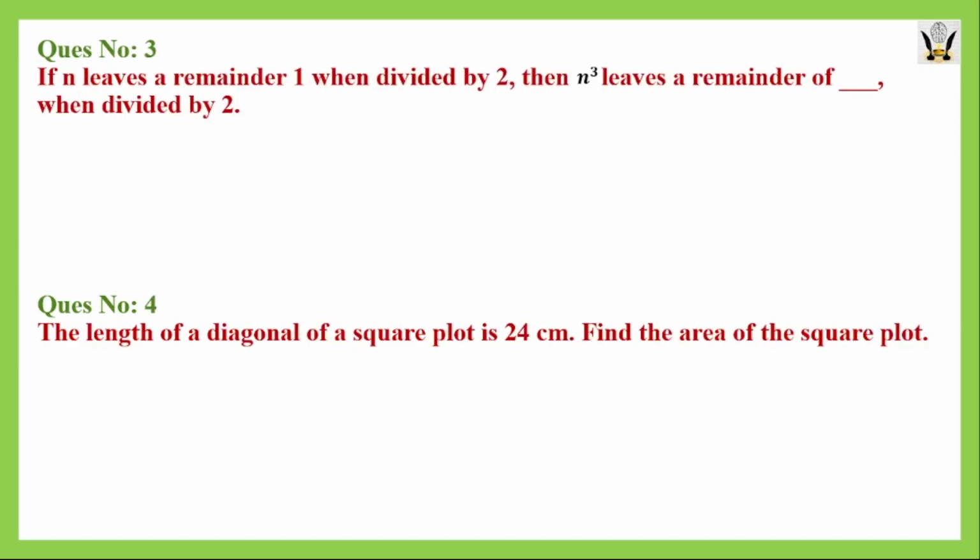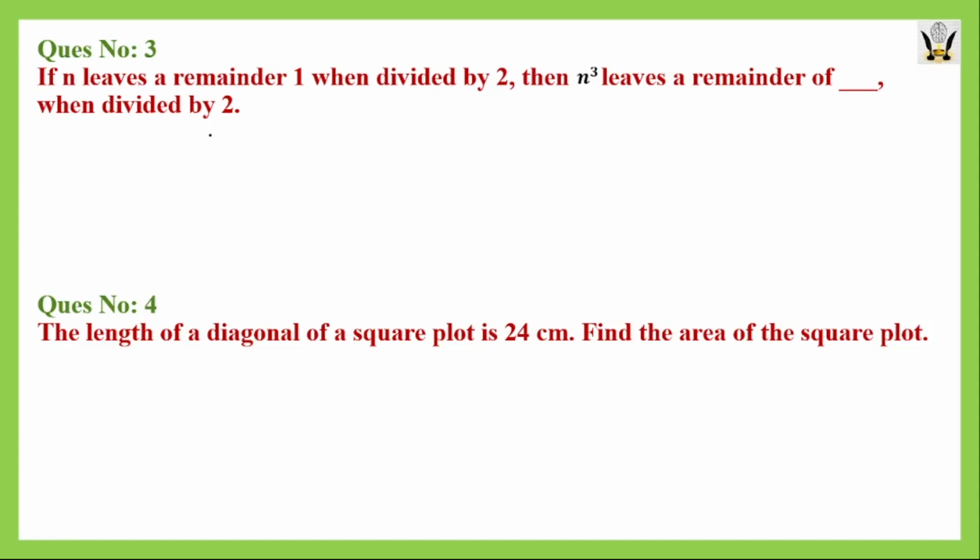Now the third question: if n leaves a remainder 1 when divided by 2, then when n cube is divided by 2, what remainder will it leave? It apparently looks like when we divide a number n by 2 and it leaves a remainder 1, then when we consider n cube, the cube value of that given number, and divide by the same value 2, it will leave 3 times the remainder, means 3. Well, let's see whether that is true or not.